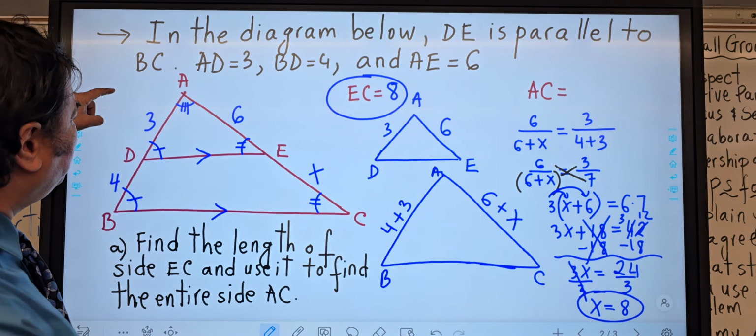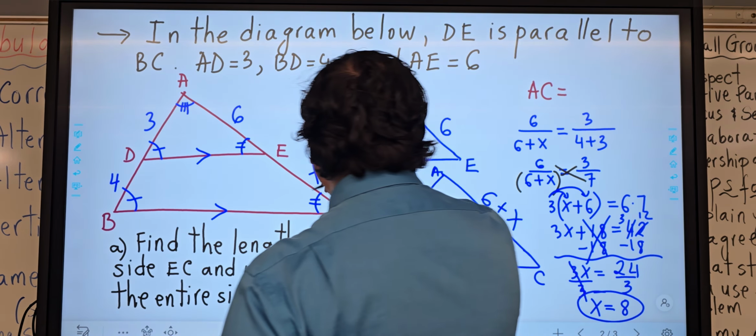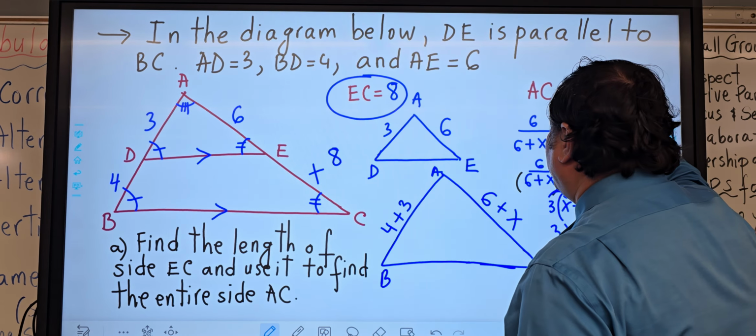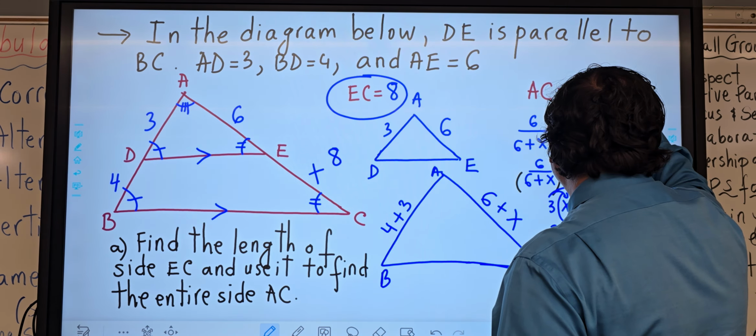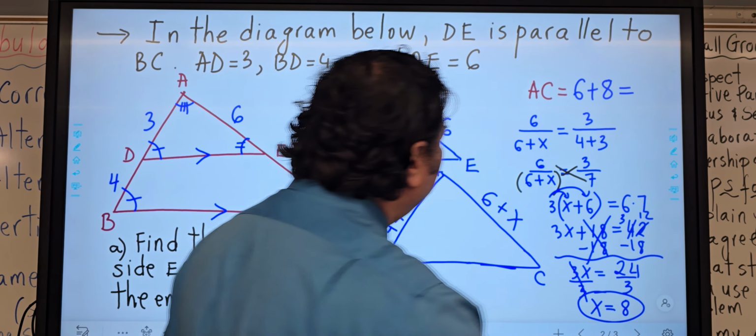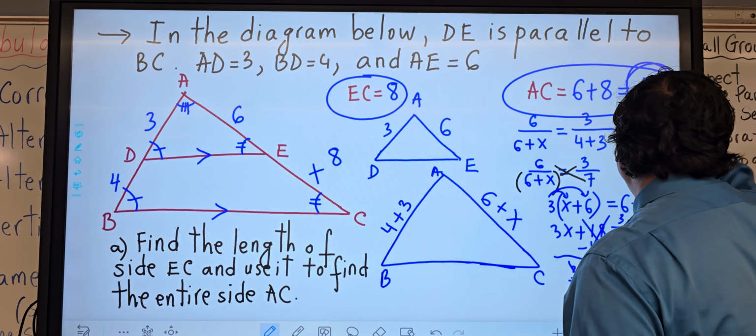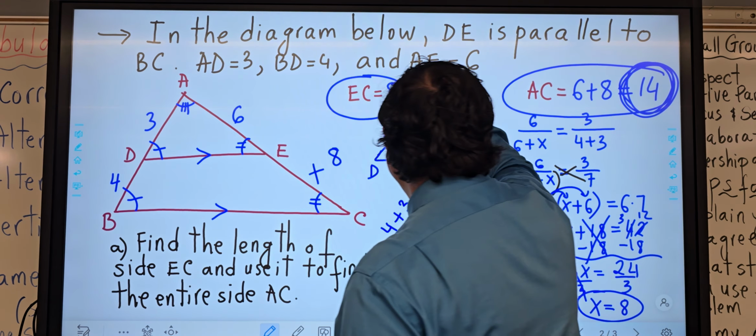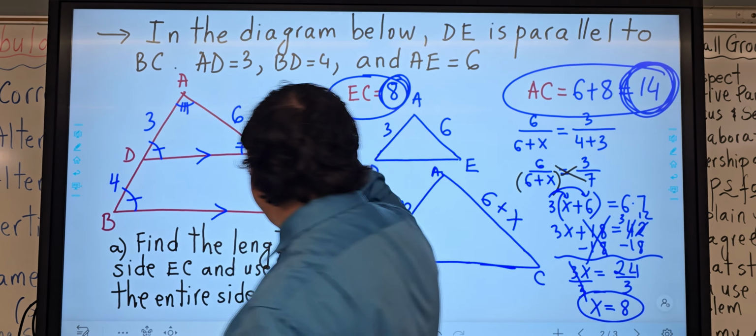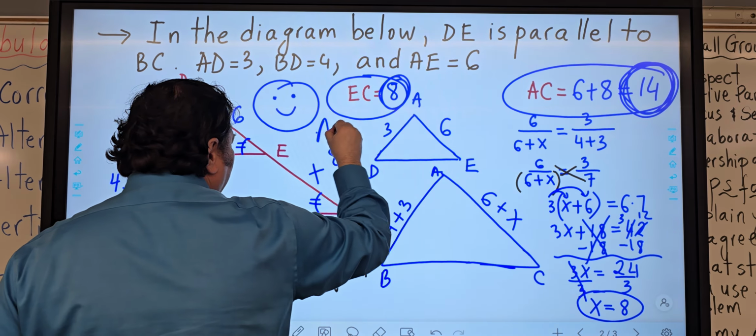And finally, they're asking us to find the entire side AC. And to do that, we have to add, if this one is 8, 8 plus 6, right? 6 plus 8, and that's supposed to be what? 14, right? So AC equals 14. AC 14, EC 8. Again, if you got the same answers, you'll get a happy face from me, and an A++.